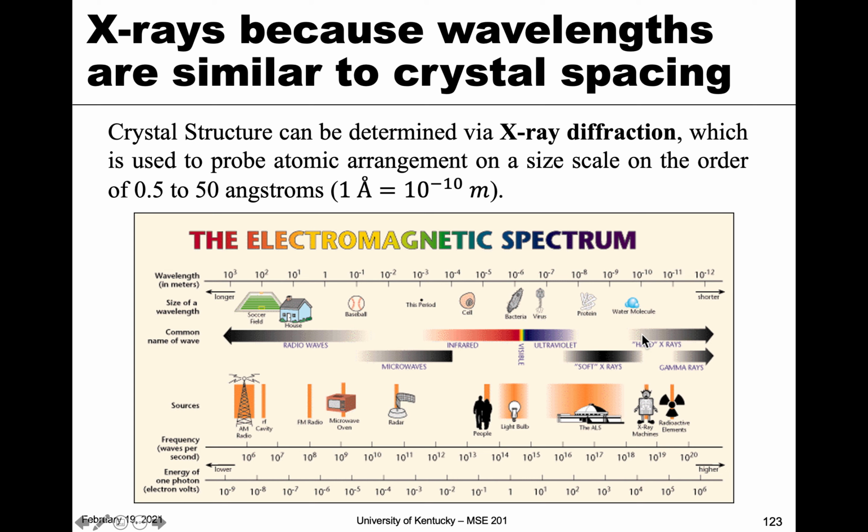And so these wavelengths, as we find out, are similar to the spacing of crystals. We see here that that's similar to a water molecule right here, right? So we use X-rays because when we interact X-rays with crystals, they're at the similar spacing of those crystal planes, and therefore this allows us to probe the atomic arrangement on the order of what we refer to as an angstrom, so 0.5 to 50 angstroms, and an angstrom is 10 to the minus 10 meters, so we're talking right here. And so that's why we use X-rays. They're similar in size to our crystal spacings.